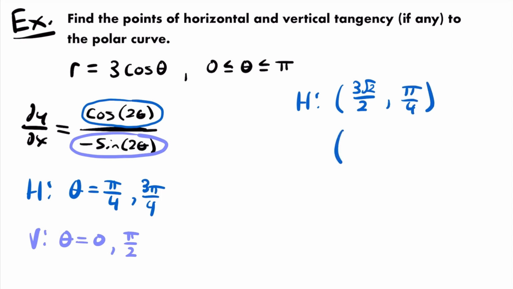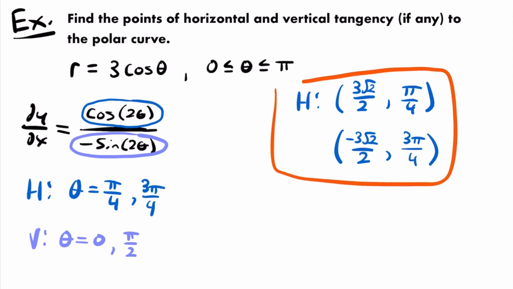Then our second point, our angle is 3 pi divided by 4, and cosine of 3 pi divided by 4 is the negative square root of 2 divided by 2. So we'll have 3 times the negative square root of 2 divided by 2 as our value of r. So we'll have negative 3 times the square root of 2 divided by 2, and then our angle of 3 pi divided by 4. All right, so those are our 2 points of horizontal tangency for this polar equation. Now let's find our points of vertical tangency.